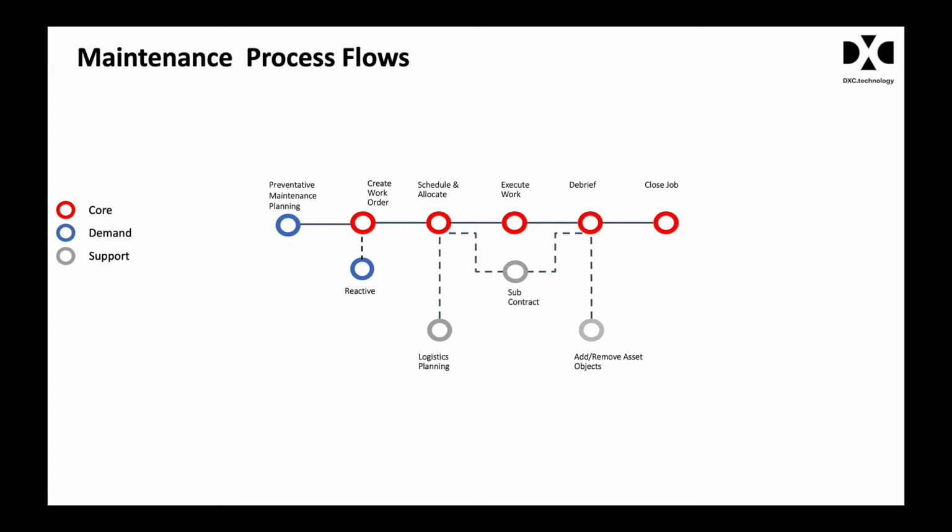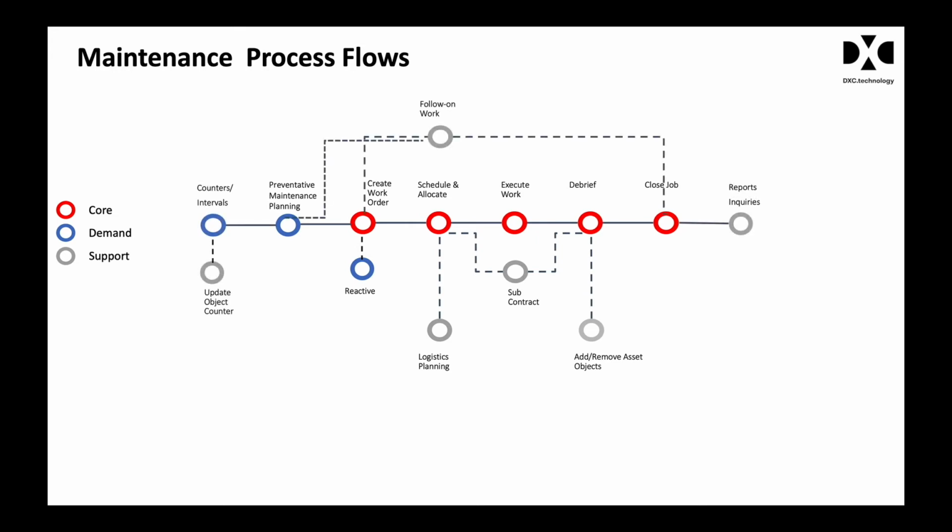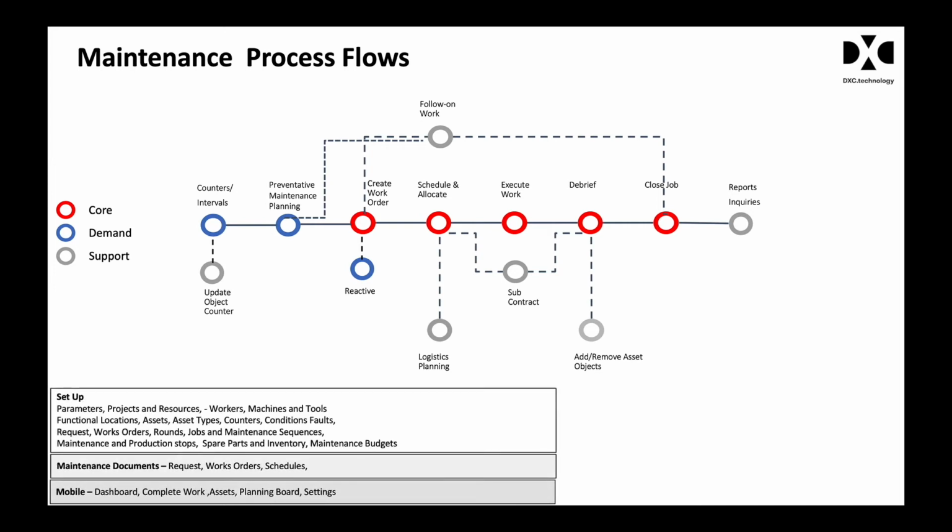We also need to close the job, and then once we've closed it, we need to look at any follow-on work and see how that affects the preventative maintenance plan. We can also include more reactive work in terms of counters, which we can use the Internet of Things to drive. And finally, there's another set of processes underneath to pull it all together. So that's the overall process about why we're doing it and the functions.